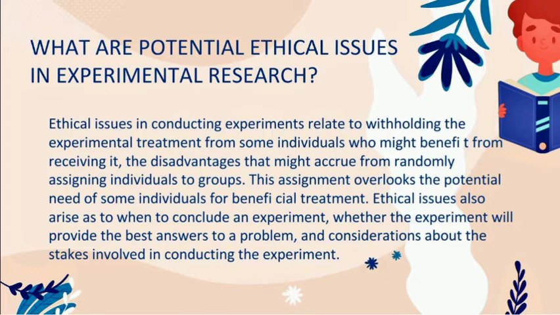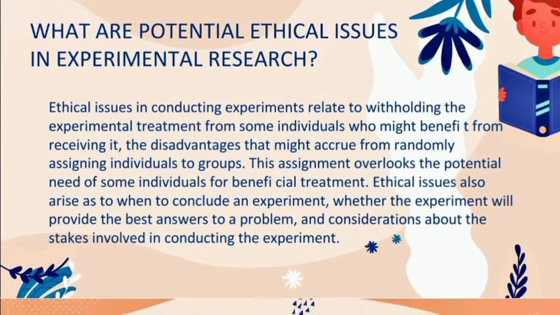And then, what are potential ethical issues in experimental research? Ethical issues in conducting experiments relate to withholding the experimental treatment from some individuals who might benefit from receiving it. The disadvantage that might occur from randomly assigning individuals to groups. This assignment overlooks the potential need of some individuals for beneficial treatment. Ethical issues also arise as to when to conclude an experiment, whether the experiment will provide the best answer to a problem, and considerations about the stakes involved in conducting the experiment.